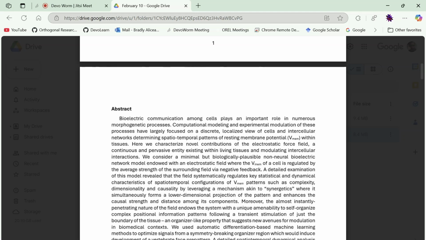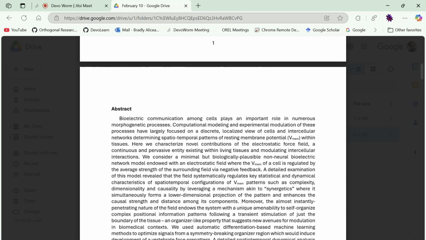And so there's this notion of morphogens, which are these organizers, and they play a role in morphogenesis. In this case, what they're kind of arguing is this electrostatic force field plays a role in morphogenesis, and it's very similar to the role morphogens play in chemical morphogenesis. So this electrostatic force field is a continuous and pervasive entity existing within living tissues and modulating intracellular interactions.